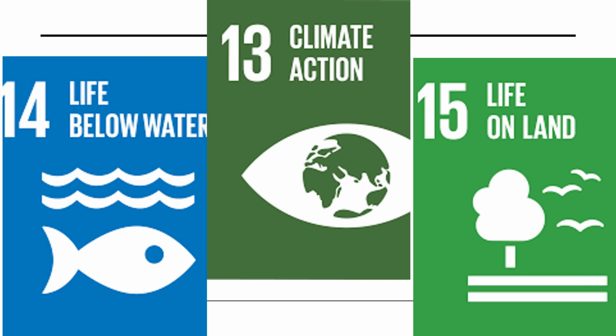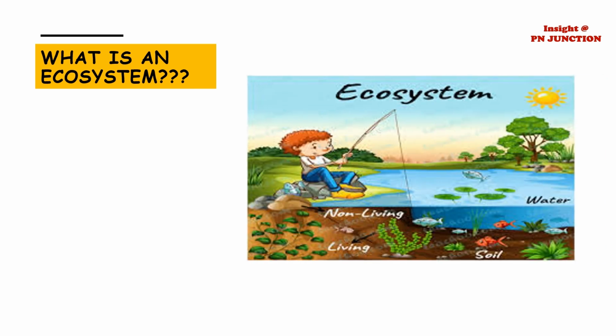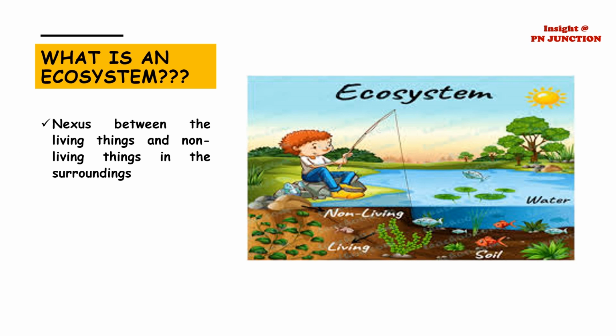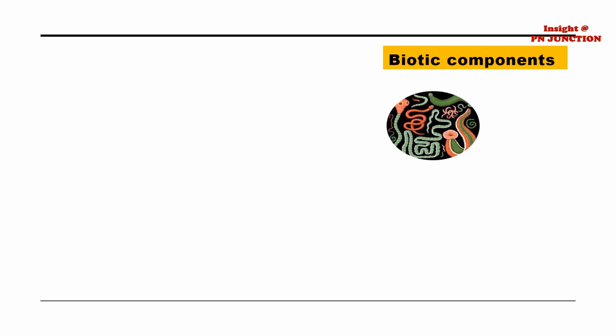Basically, what is an ecosystem? In simple words, a specific place where interaction between living beings occurs with each other and with the non-living things is called an ecosystem. To put it scientifically, a specific place where biotic components interact with each other and with the abiotic components is referred to as an ecosystem. So what are biotic and abiotic components now?